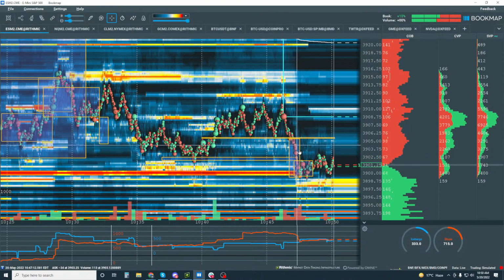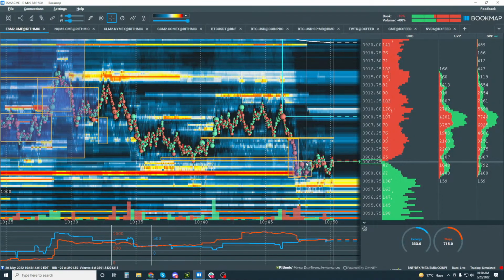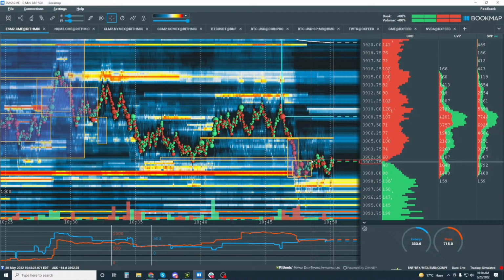Okay, so we're going through many different scenarios and then looking for one of those scenarios to play out and then looking for the continuation.